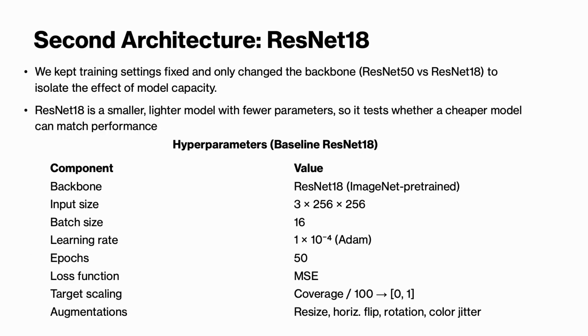To understand how much the model capacity actually matters for this task, we ran a second experiment with ResNet18. Same training setup, same hyperparameters, same augmentations, only the backbone changes. ResNet18 is significantly lighter, fewer parameters, shallower residual blocks, faster to train. The scientific question: is the extra capacity of ResNet50 actually necessary for capturing the fine-grained texture patterns that distinguish 60% coverage from 70%? Or can a cheaper model match it? Spoiler, it can't, but we'll get the numbers.